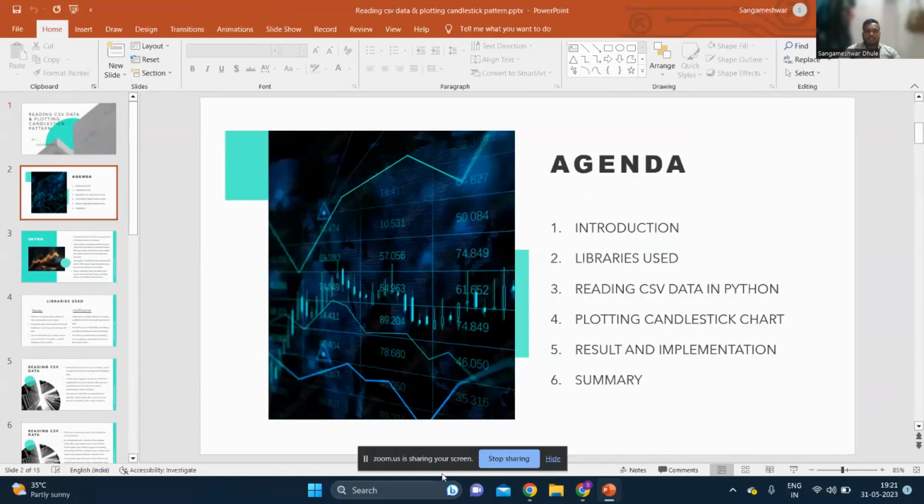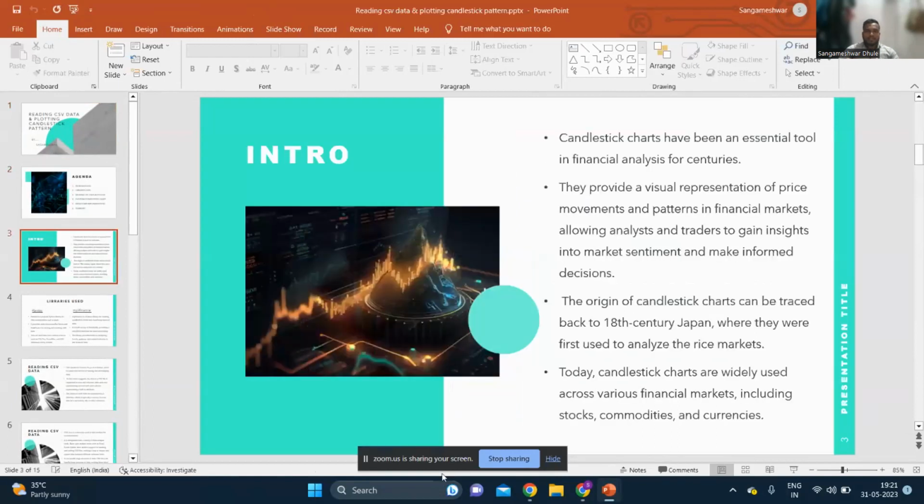Okay, so let's see the agenda for it. We are going to see the introduction, then what libraries are used in the project, then how we can read the CSV data in Python, then how we can plot the candlestick chart, then its result and implementation before the conclusion. So let's see its intro.